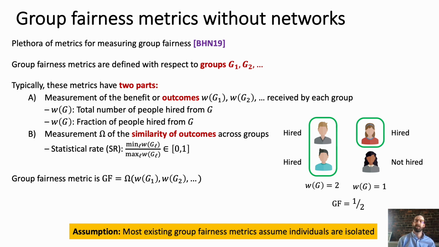With this, metrics typically have two parts: an outcome measure, which measures outcomes received by each group, and a similarity measure, which measures the similarity of outcomes. Statistical rate, for example, is the ratio of the worst outcome to the best outcome.